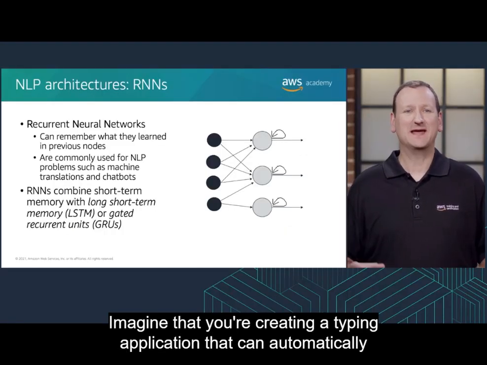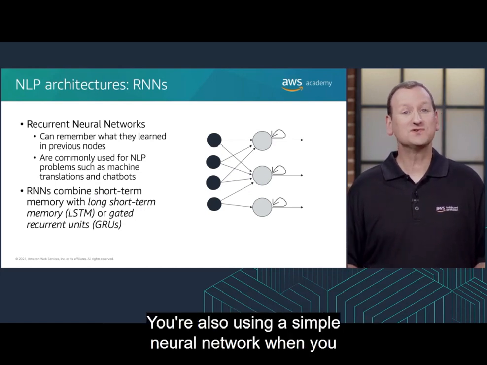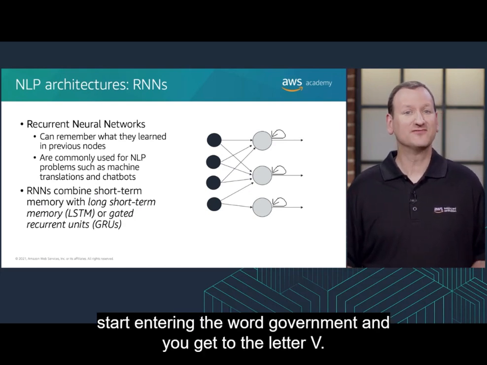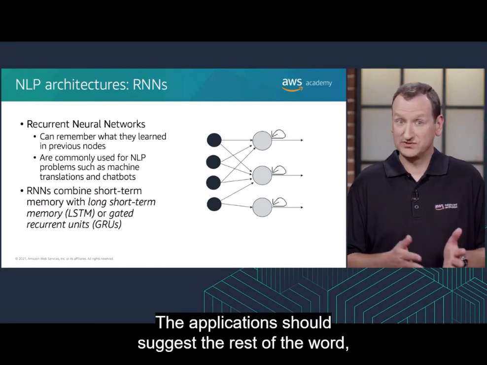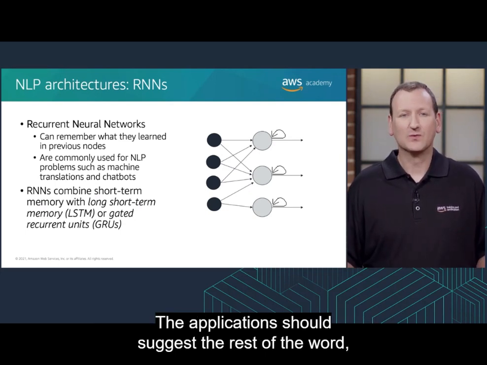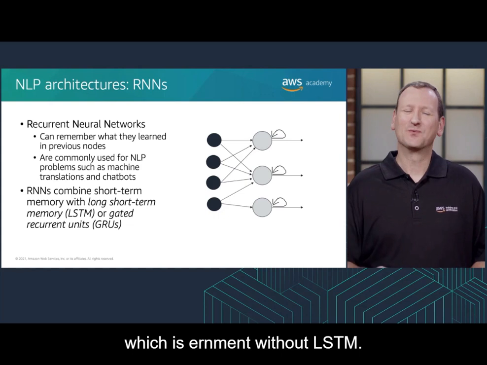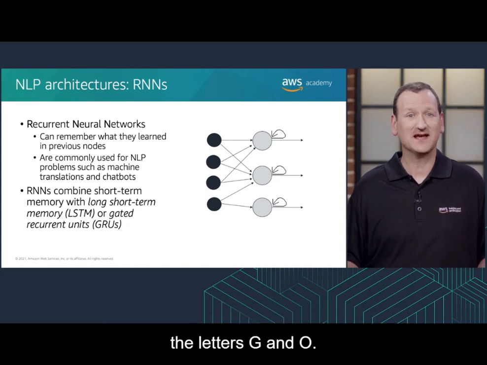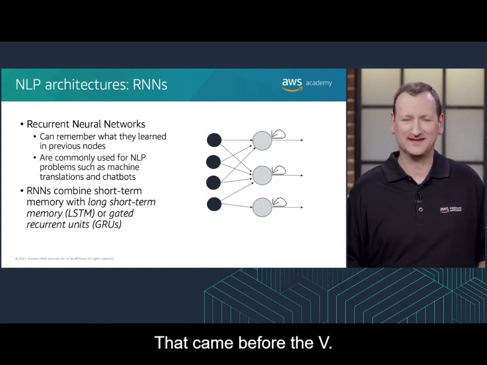Imagine that you're creating a typing application that can automatically complete words. You're also using a simple neural network. When you start entering the word government and you get to the letter V, the application should suggest the rest of the word, which is earnment. Without LSTM, the network can't suggest the rest of the word because it will have forgotten about the letters G, O that came before the V.